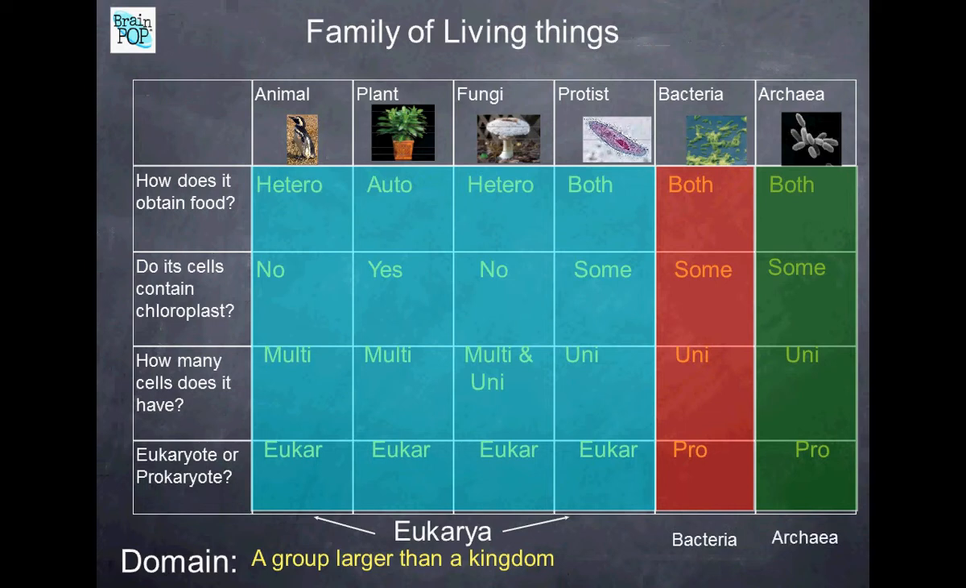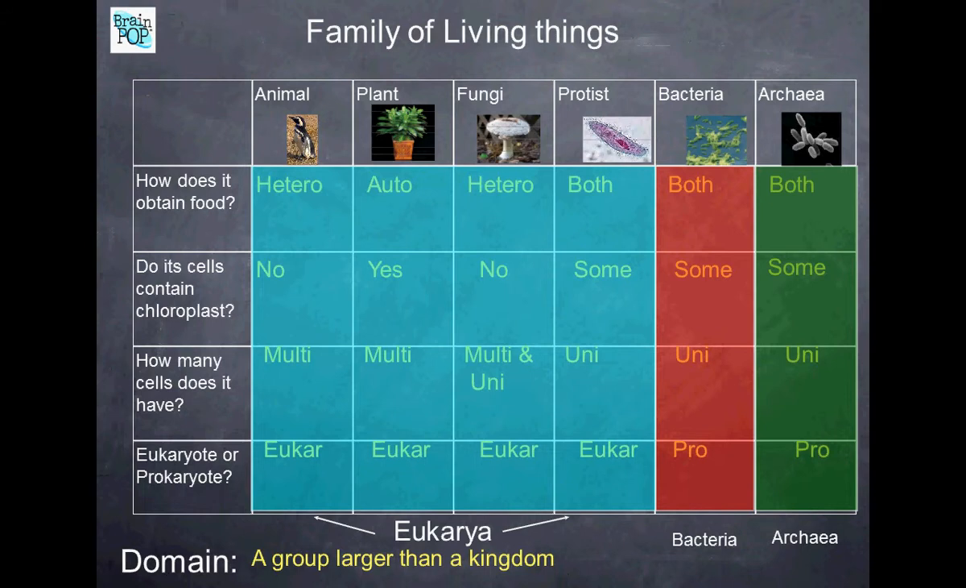Oh, really? So why do you think all four of these things are in one domain? Why are those all together? They seem pretty different from each other. Anna? Because they're all eukaryotes. Yeah, they're all eukaryotes. So those things all got put together because all of them are cells that have a nucleus and nuclear membrane, whereas the bacteria and archaea do not.